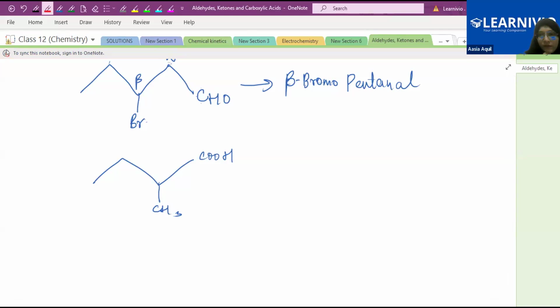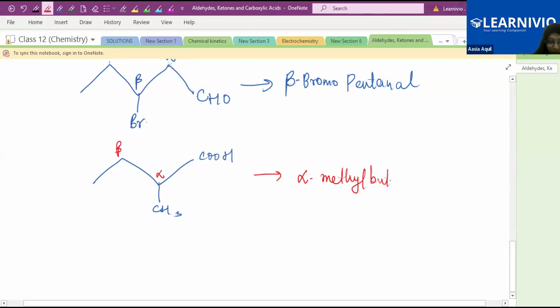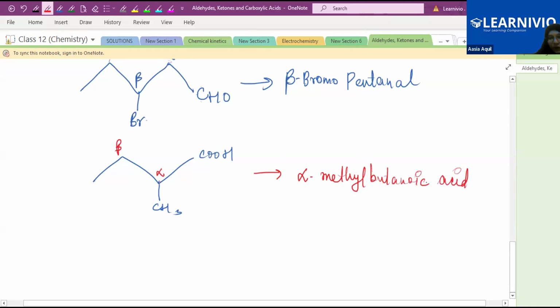Alpha methyl butanoic acid. Yes. With alpha, beta, methyl. You can see this carbon is your alpha carbon, then beta and gamma. On the alpha position, a methyl group is attached. So alpha methyl, and 1, 2, 3, 4 is a four-carbon chain, so it's butanoic acid. Very good. That's how we can name by using alpha, beta, and gamma.